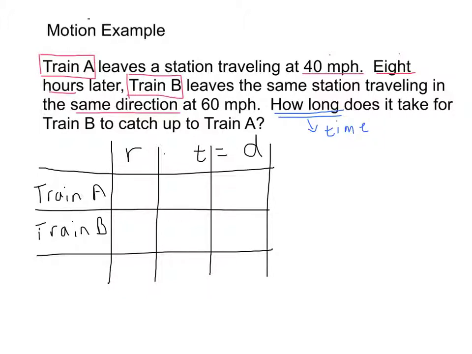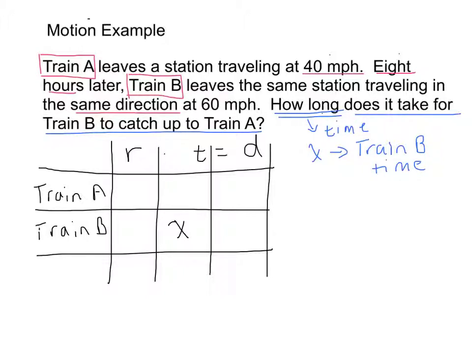So let's identify a variable. Let's call that variable x. Well, what is x going to represent? Well, in this case, I want to know how long it takes for train B to catch up to train A. So train B's time is going to be my x. Okay, so let's go back to the table and fill that in. I don't know train B's time, so I'm going to call that x.